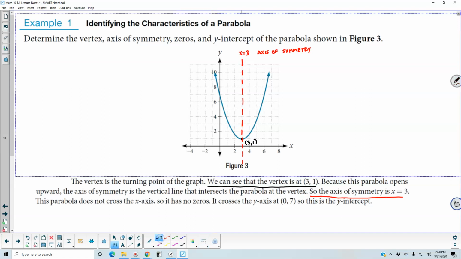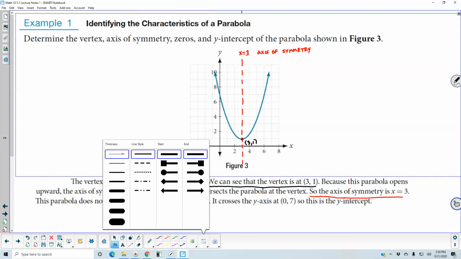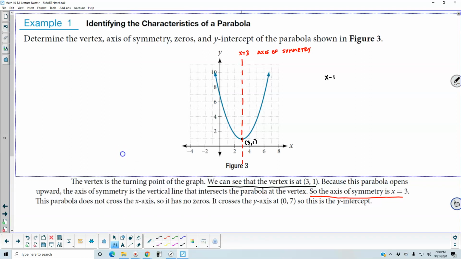Now, we need to find out whether they have x-intercepts. So, do they have x-intercepts in this particular graph? Well, if you look at the graph, it doesn't cross the x-axis. So, there are no zeros, and that's what we call the x-intercepts. So, there are no zeros. Again, the parabola does not cross the x-axis, so it has no zeros.